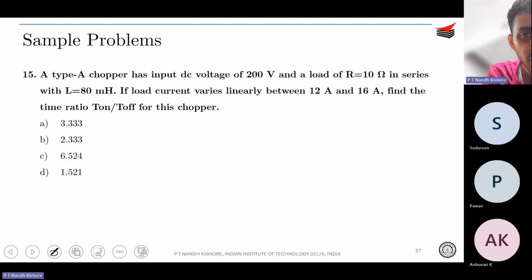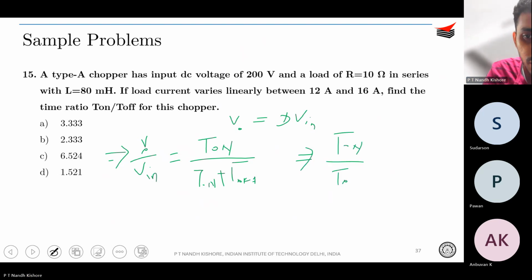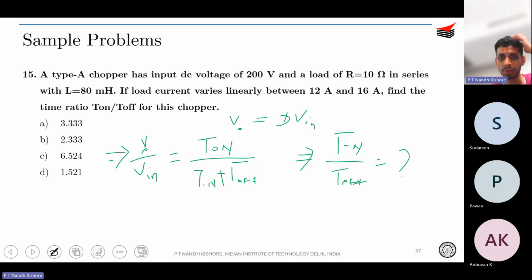So what is T on by T off? For a buck converter, V naught is equal to D times V in. Therefore, V naught over V in is equal to D. D is T on by T on plus T off. They have asked you what is T on by T off. It's simple, you just rearrange the terms, you get the answer.